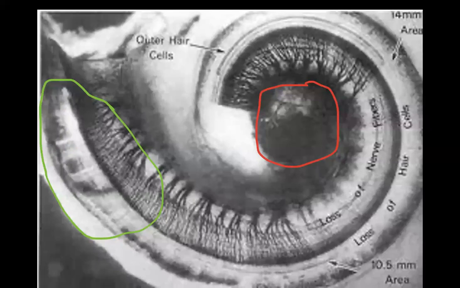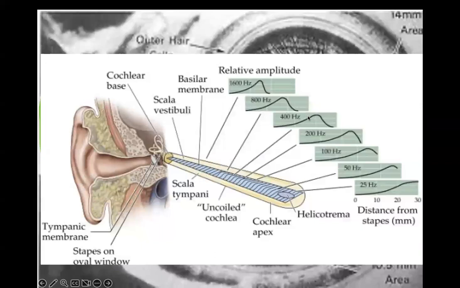Because according to me, the outer hair cells need the low frequency ones, they need more outer hair cells to amplify them, okay? So that they can be loud enough for them to be picked up, okay? This is not really a scientific explanation, as I mentioned, but it's good enough for me to memorize it. Okay, so base, high frequency, apex, low frequency.